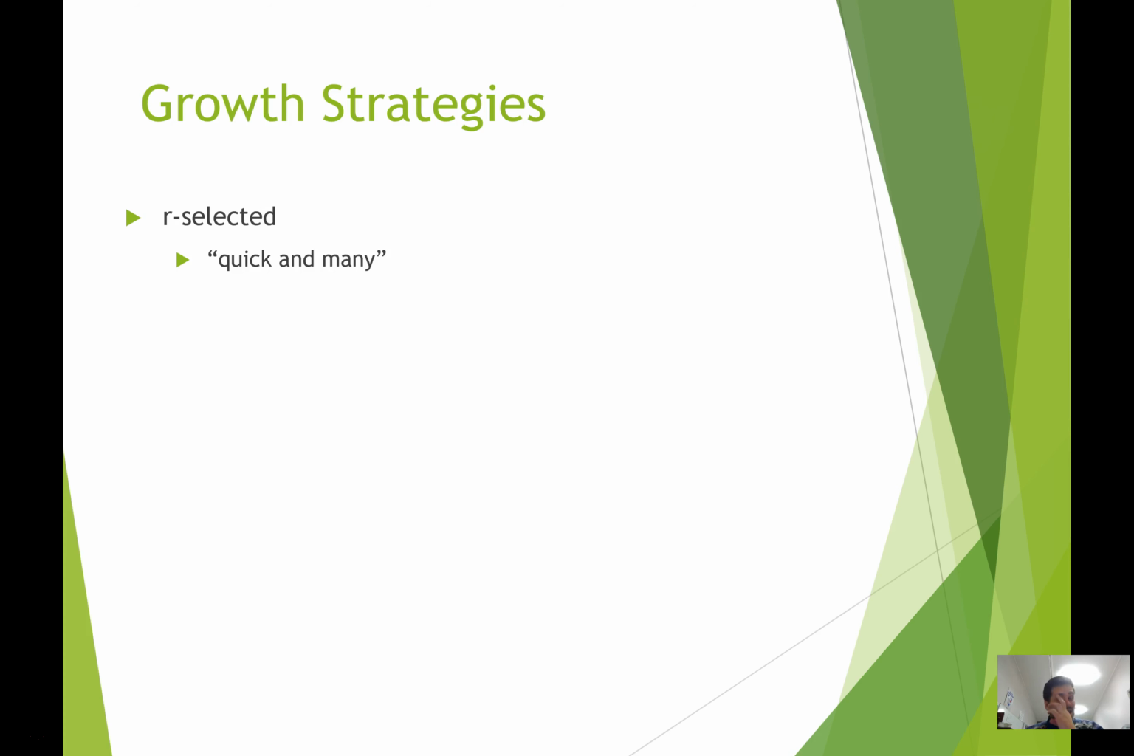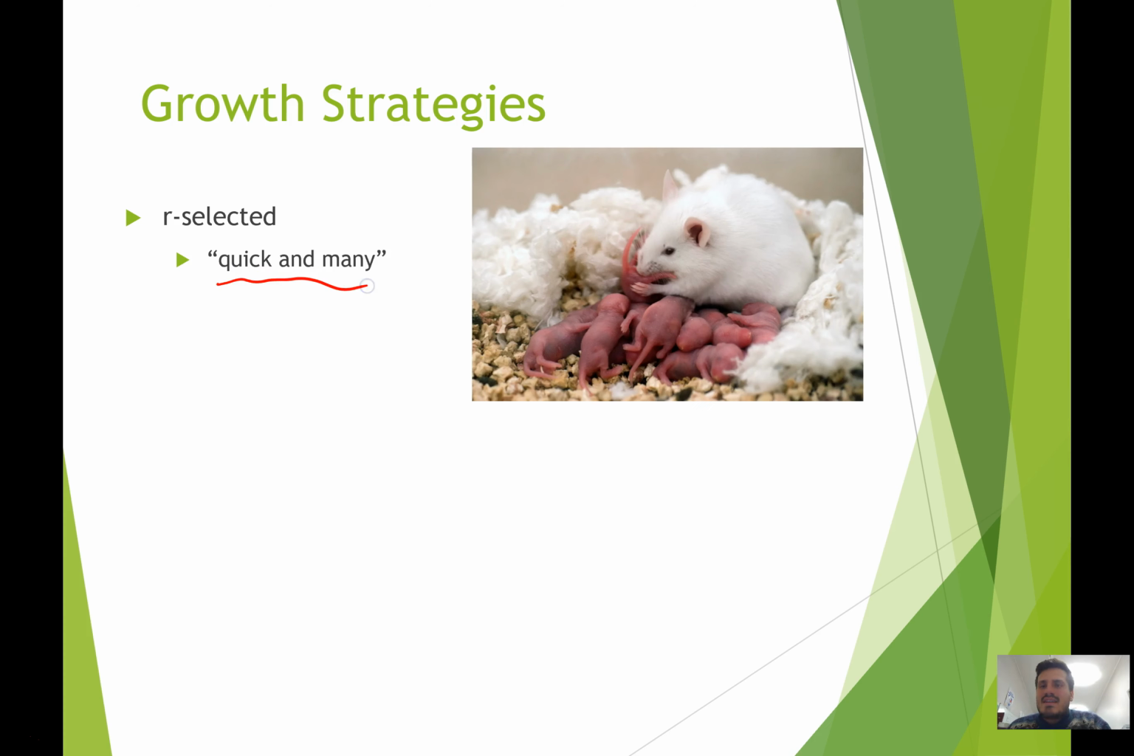The first way is little r selected. I say little r just because that's how they write it. You can also call this the quick and many strategy. The best example of this are rats and rabbits. They have lots and lots of offspring. And they don't care about those offspring at all. They just let them grow a tiny little bit, and then they let them out in the wild, and they do their own thing.